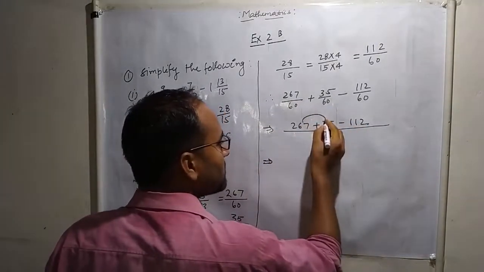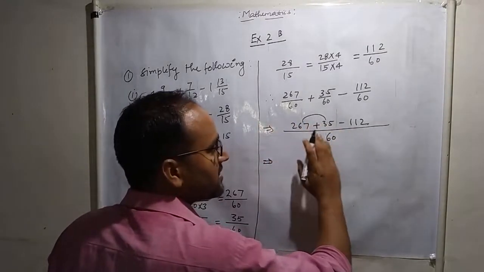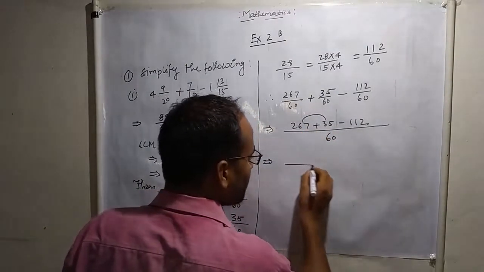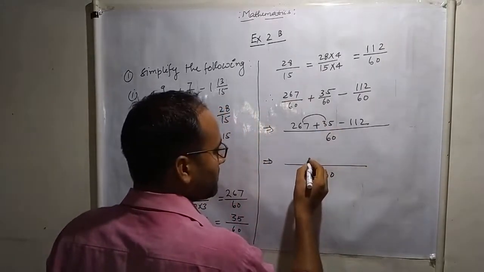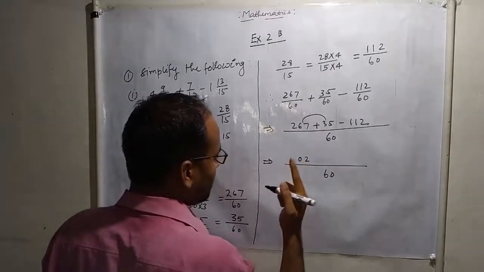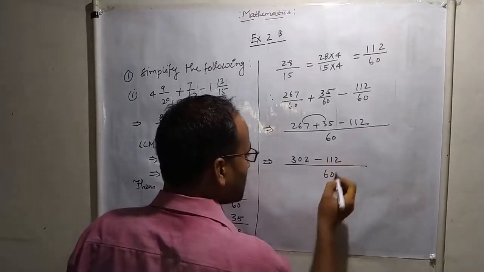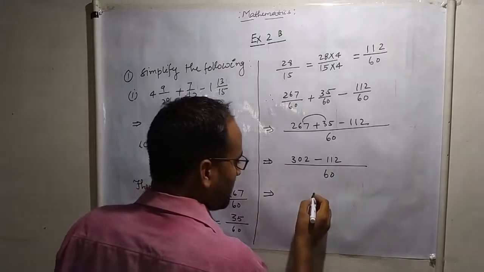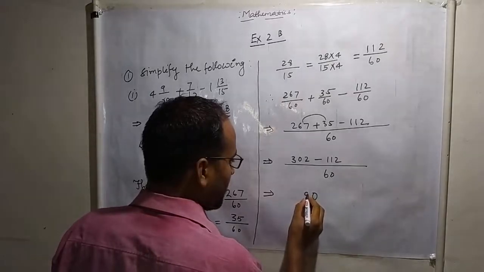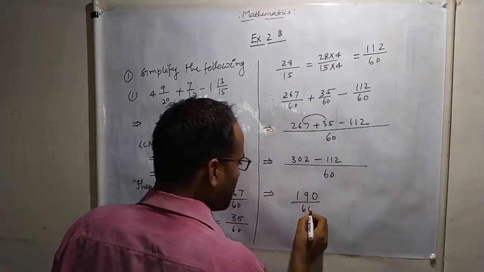Here one is a plus and one is a minus, so according to BODMAS, first we add and then subtract. So I'm going to add these two. 7 5 12, 1 carry, 6 3 9 1 10, and 2 1 3. 302 minus 112. Subtract this one. 0, 10 minus 1, 9, and 2 minus 1, 190 upon 60.